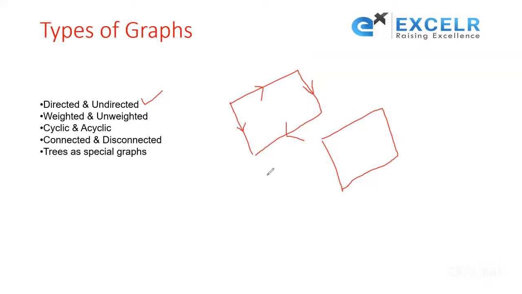Then another type is what we call weighted and unweighted graph. Weighted graph, yesterday I also told it. A weighted graph is a graph where there are some weights on the edges, or I can say the edges of the graph carry some weights. And these weights can be cost, they can be time, or they can be another metric, depending upon the problem.